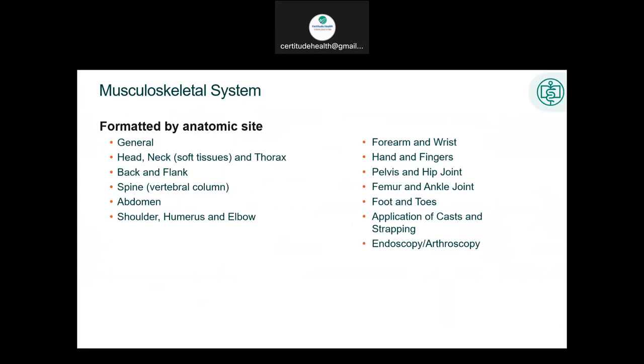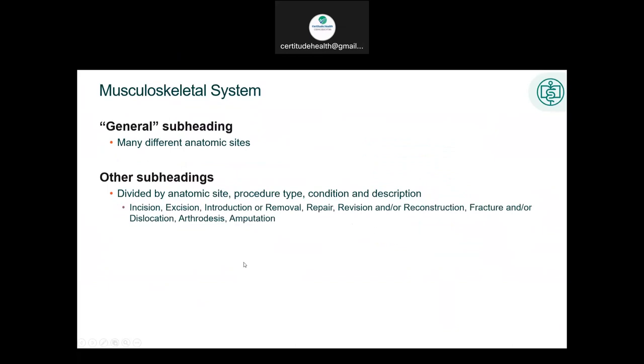And that's the same common trend that you're going to see throughout the book. So the general subheadings, typically that is going to refer to different anatomic sites, but the other subheadings, they're going to be divided by the site, the procedure type, the condition and description. And that's how you're going to see these incision, excision, introduction or removal, repair, revision, etc.